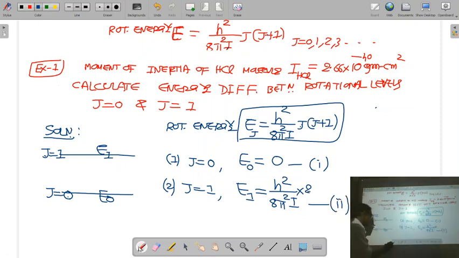So in the lowest rotational level J is 0, the rotational energy is 0. And in the rotational level J is 1, the rotational energy is h square upon 8 pi square I into 2. What are you asked? You are asked to calculate the energy difference between the lowest rotational level J is 0 and J is equal to 1. So let us take the difference of these two.